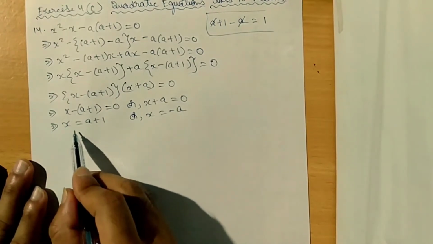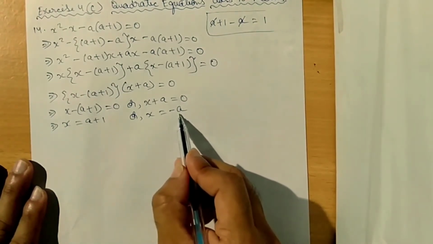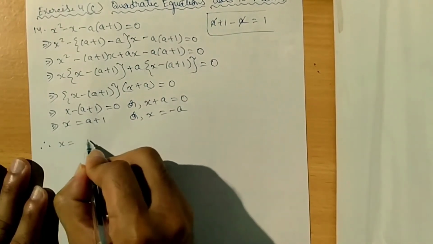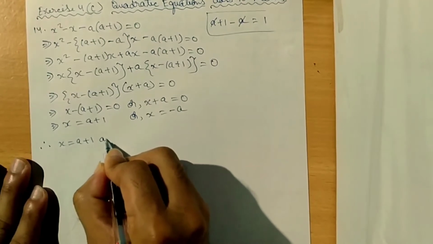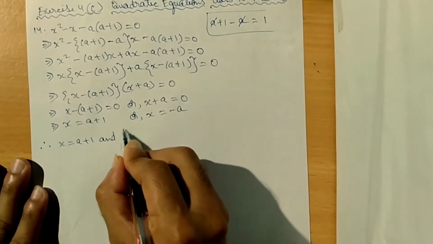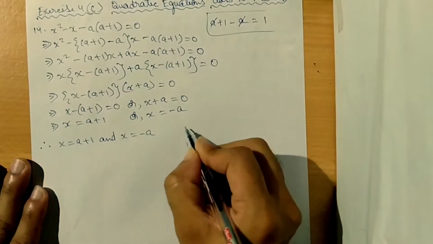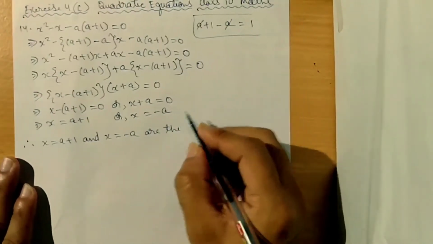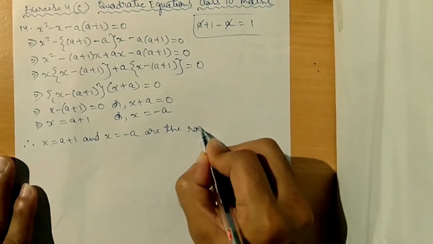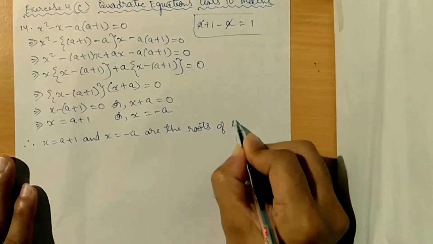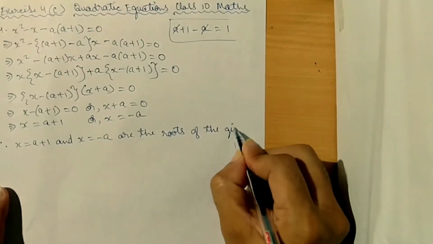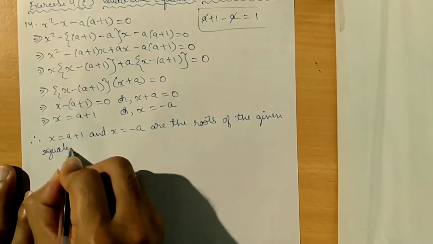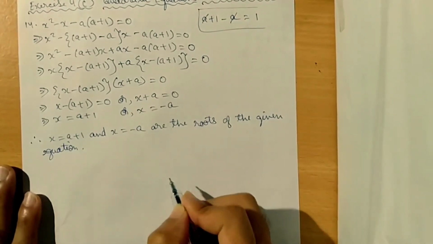Taude x ni value gini mana ha a plus 1 haro minus a. So therefore x is equal to a plus 1 and x is equal to minus a are the roots of the given equation.